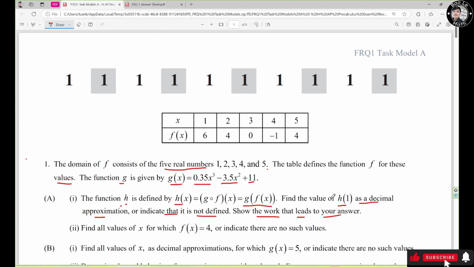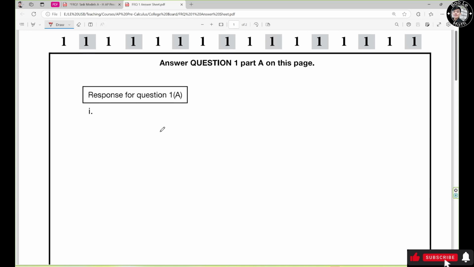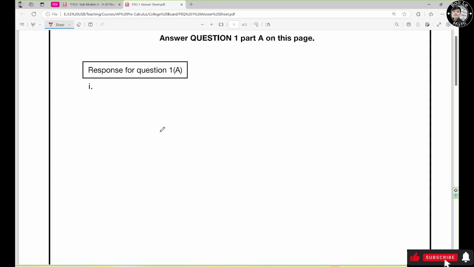Now we need to calculate h of 1, right? And the function h equals g of f of s. Now here's the answer sheet for free response question number 1. On the AP exam, you need to put your answer and your work in the designated area. So keep that in mind.